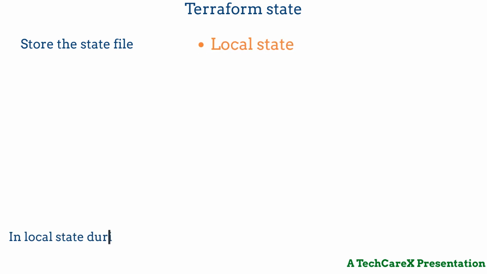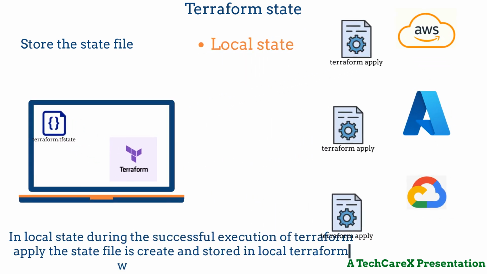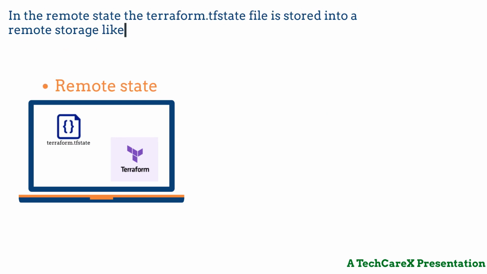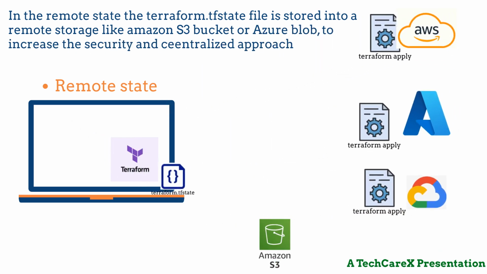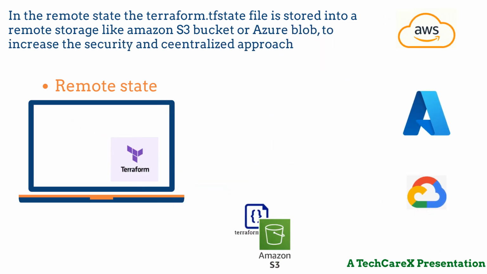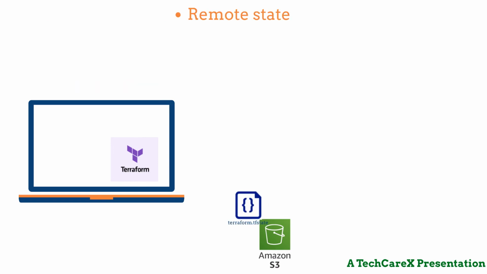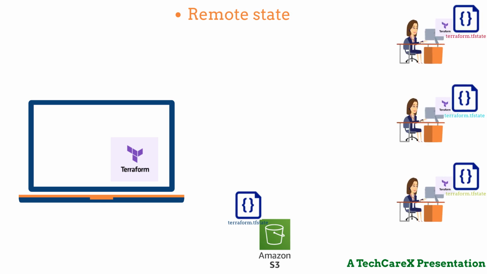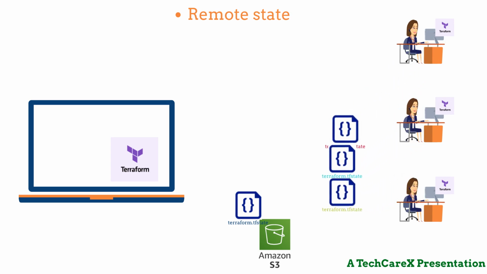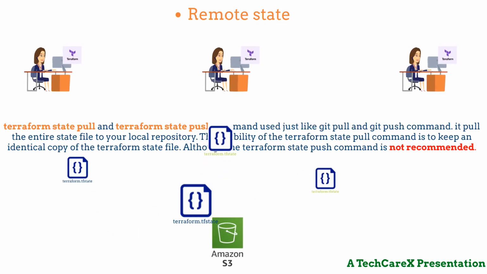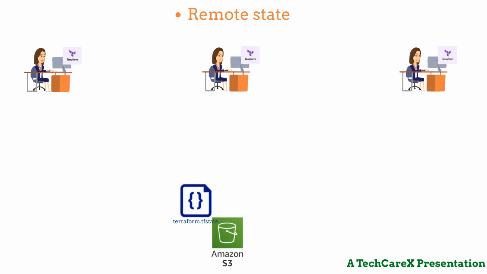Now, to store the state file, there are two specific ways. 1. Local state, where the state file is stored as a file in the local Terraform directory, and 2. Remote state, where we use a backend like AWS S3 to store it, as an enhanced, secure and centralized approach. The general use case for the remote state file is a shared environment, where multiple DevOps engineers working in the same project can update the same state file accordingly. The remote state file can be pulled with the terraform state pull command to clone it to the local repository.